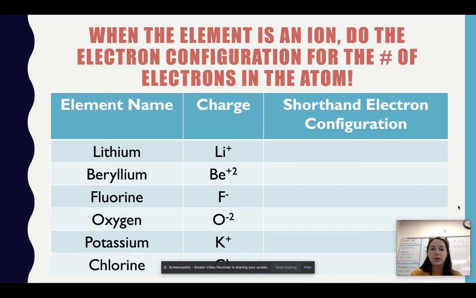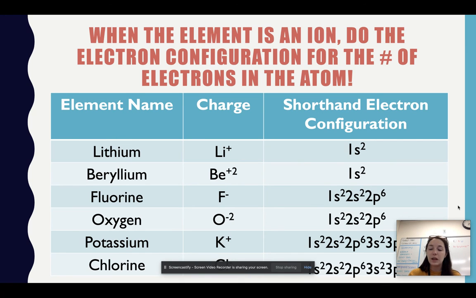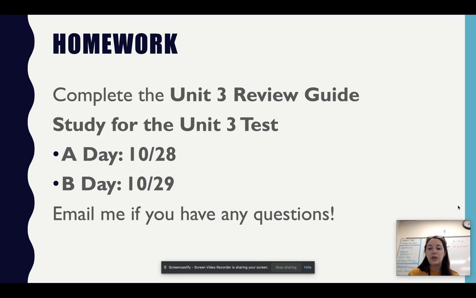Here's another visual for you, and then you can do the shorthand electron configuration for an ion, but when you do that, make sure you're paying attention to the electrons. We can get something that looks similar across the board for all of these because of that, but it's just important to know that when you're doing electron configuration, you're always going to do the number of electrons, even if it's an ion.